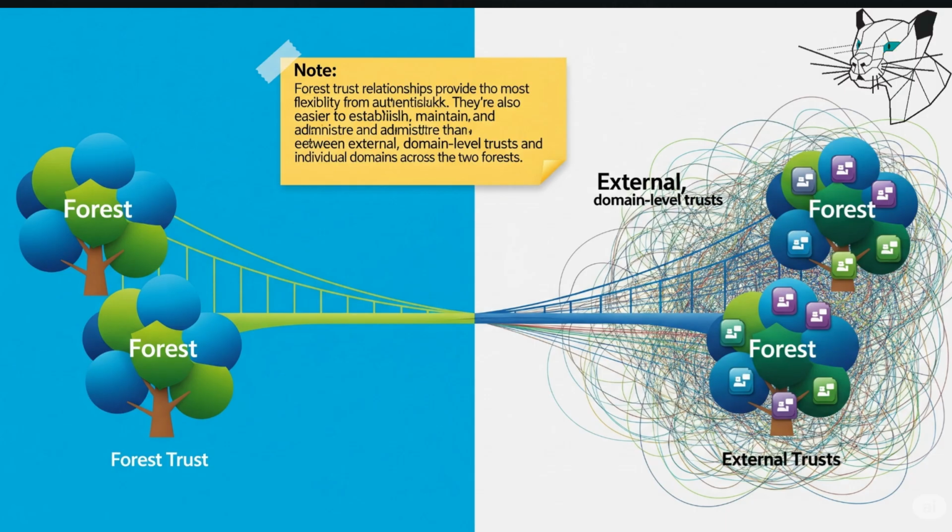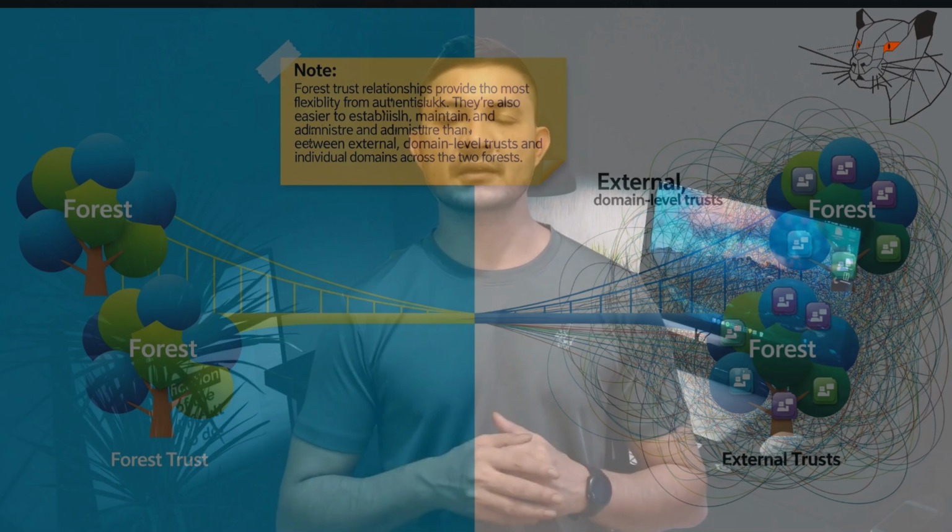Note, forest trust relationships provide the most flexibility from the authentication standpoint. They're also easier to establish, maintain, and administer than separate trust relationships between external, domain-level trusts and individual domains across the two forests.